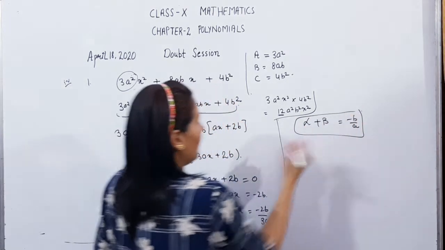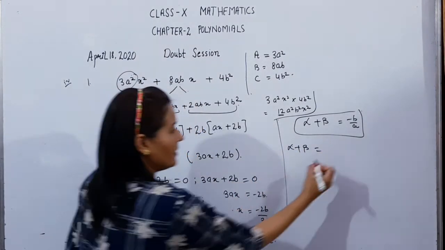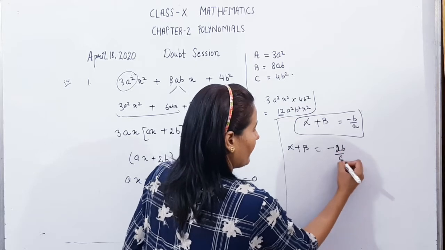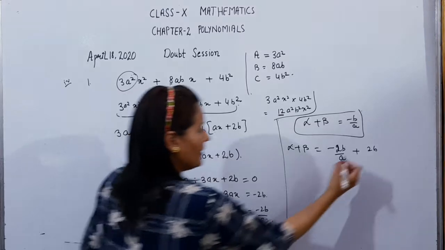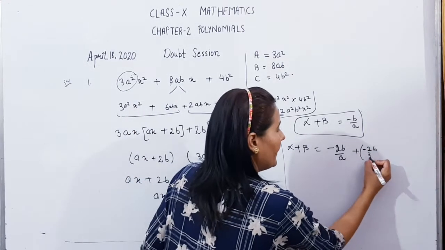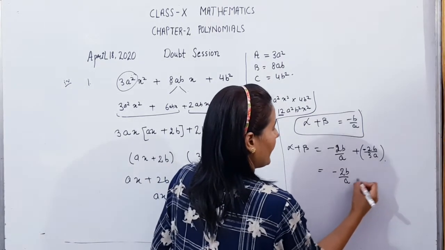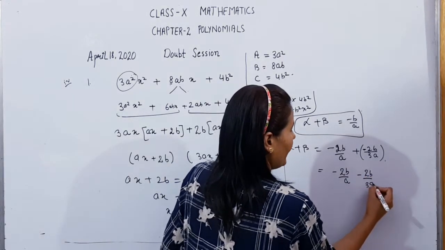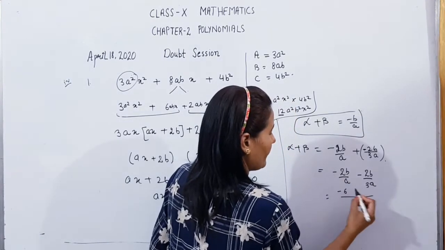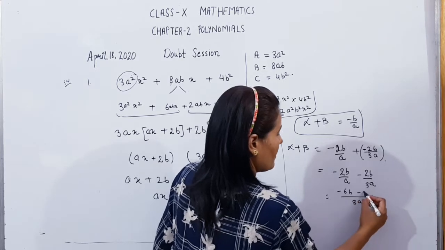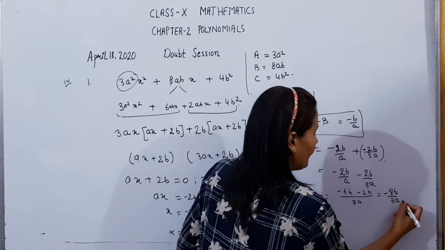Let's verify this. Alpha and beta, add them up. Alpha plus beta gives minus 2b upon a plus, here again it is minus, so a negative sign, 2b upon 3a. Let's take the LCM: minus 2b upon a minus 2b upon 3a. The LCM will be 3a, this will become minus 6b and this is minus 2b. So altogether this is minus 8b upon 3a.